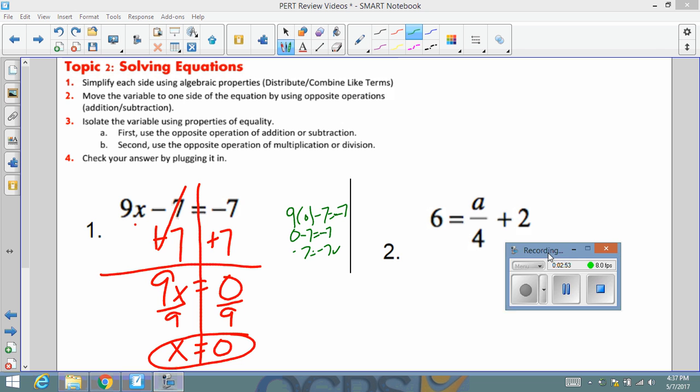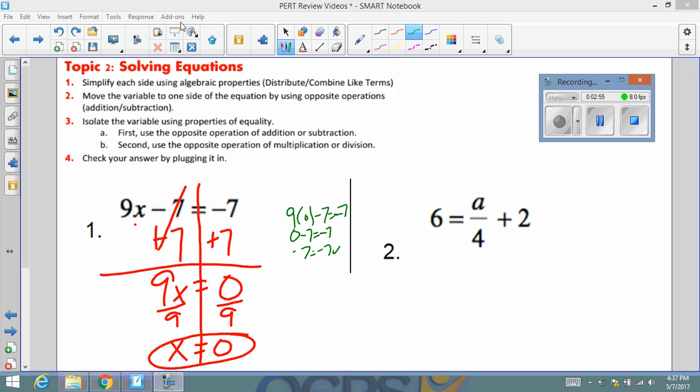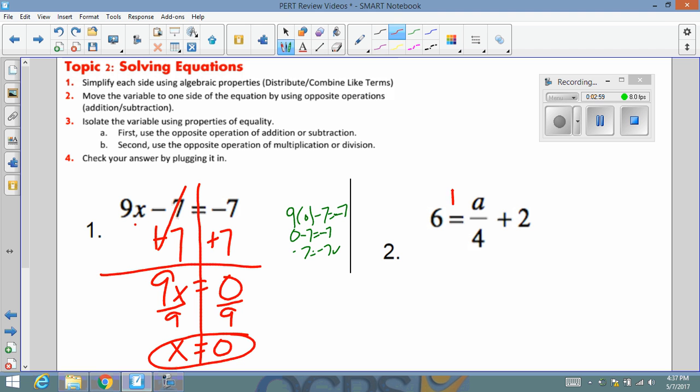Okay, let's look at number 2. So again, in number 2, I don't need to simplify either side because I've got no parentheses for distribution, and I've got no like terms together on one side. Now I'm going to move the variable to one side. So again, here this plus 2, I don't need to move the variable to one side. I only have the one variable. Now I'm going to isolate my variable. So this plus 2, I need to get rid of by subtracting 2 from both sides.